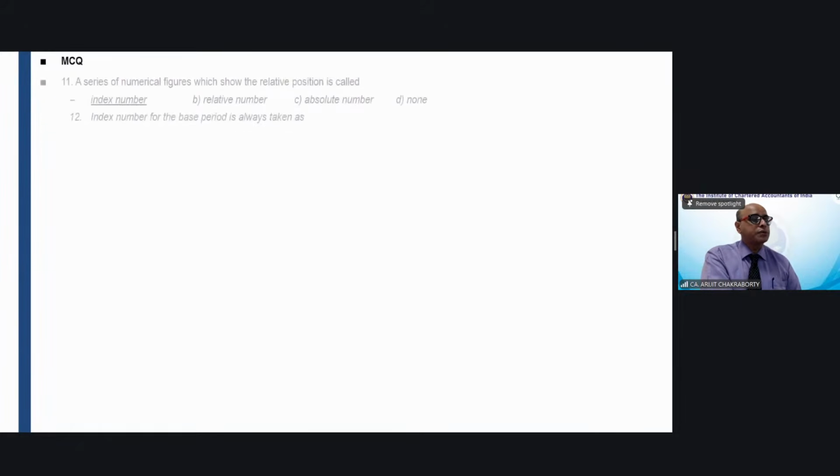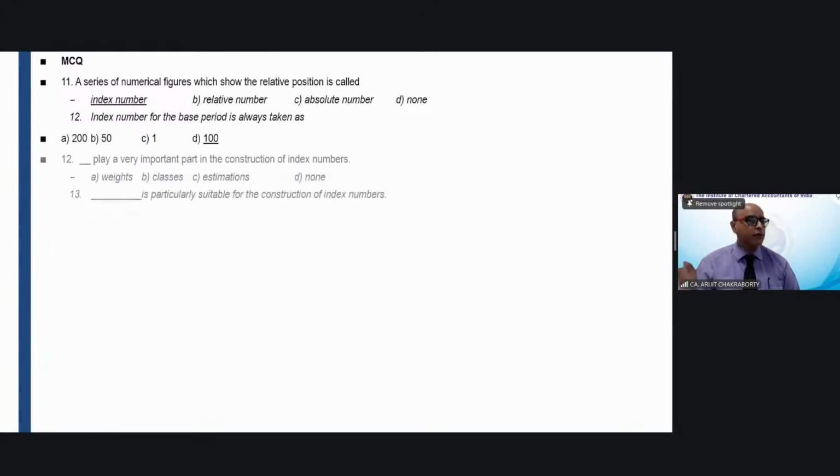Moving on to MCQ number 11, set B. A series of numerical figures whose relative position is shown by index number, option A. Question 12, index number for the base period always taken as 100. We are clear on that. Number 12, dash plays a very important part in the construction of index number. Weights, because weight can impact and affect the whole index number. So question 12, I will go for option A.